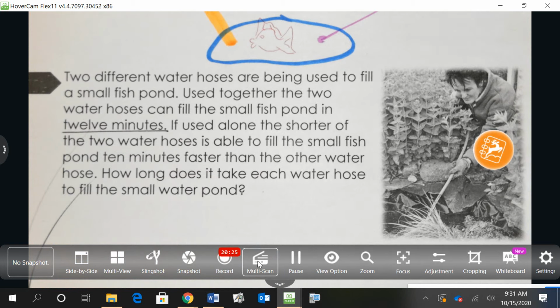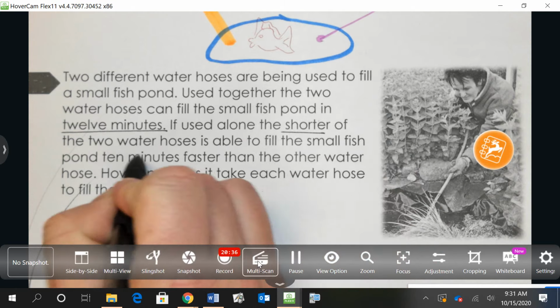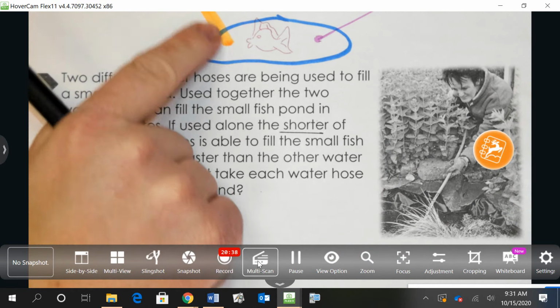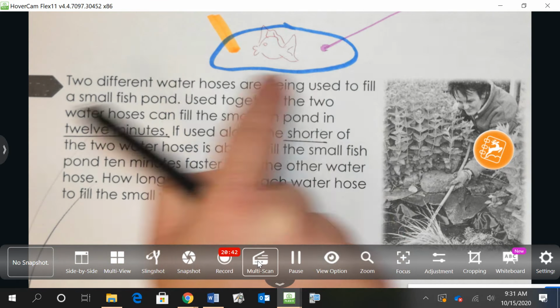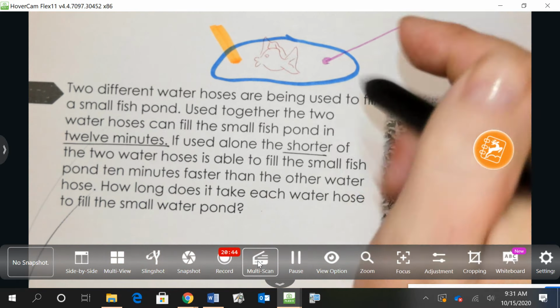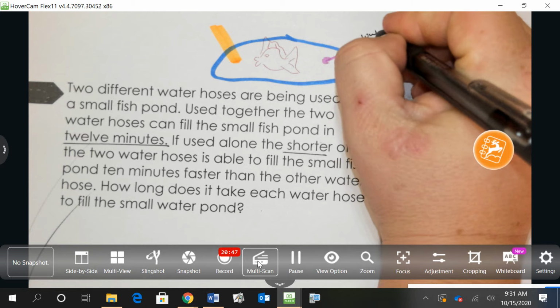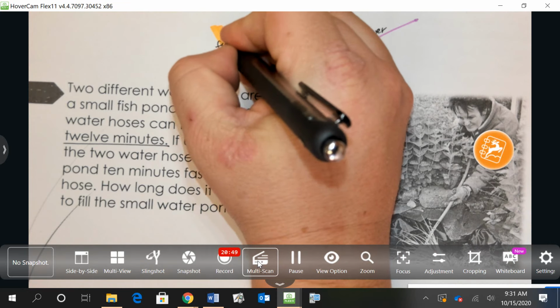So it must be pretty small. If used alone, the shorter of the two water hoses is able to fill the small fish pond 10 minutes faster. So shorter can fill it faster. That means the water pressure, the amount of water coming out of this hose, must be greater. It can fill this pond 10 minutes faster than the long hose. So I'm just going to write here, this is the slower hose, and this is the faster hose.